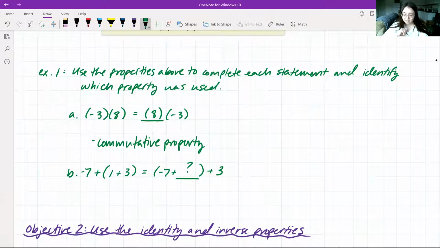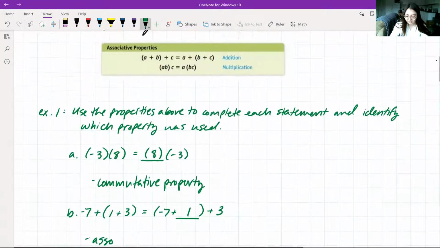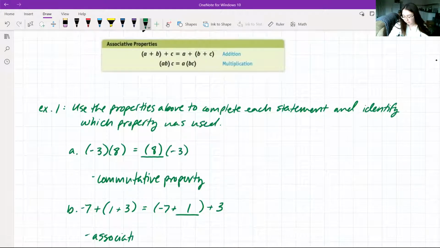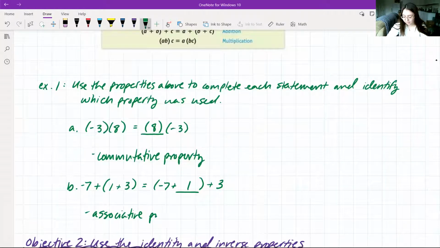So if we had -7 plus 1 plus 3 in parentheses, if we were to fill in our blank here, the only number that would make the statement true would be 1. So now we have grouped -7 plus 1 inside parentheses plus 3. So since we had three terms and we changed our grouping, so we changed our parentheses from our last two terms to our first two terms, this is using our associative property. C, associative property.